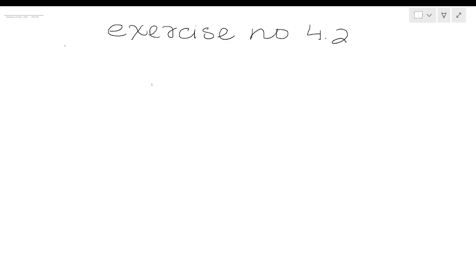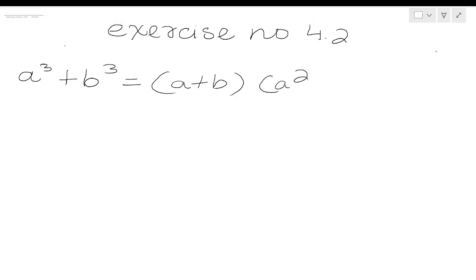Hey everyone, today we're gonna start a new lecture on exercise number 4.2. So we're gonna talk about the four identities first. The first identity is a cube plus b cube. It is equal to a plus b, a square plus b square minus ab.